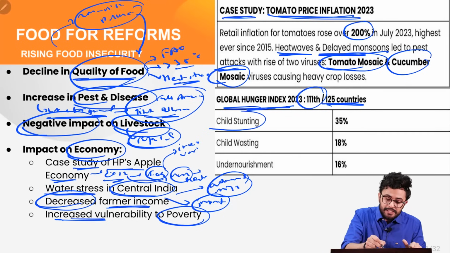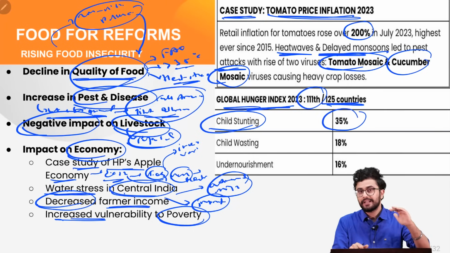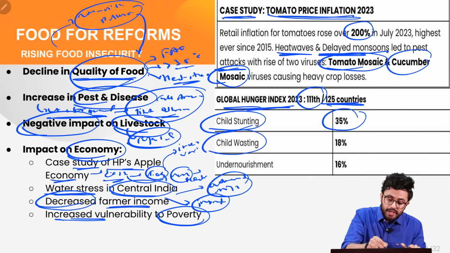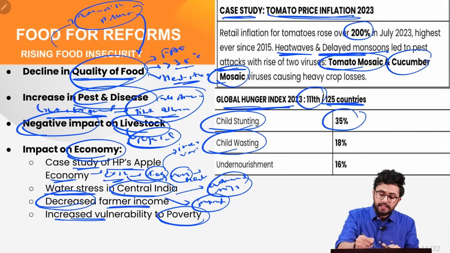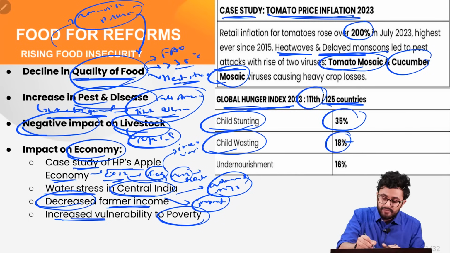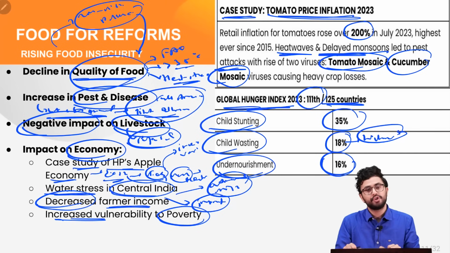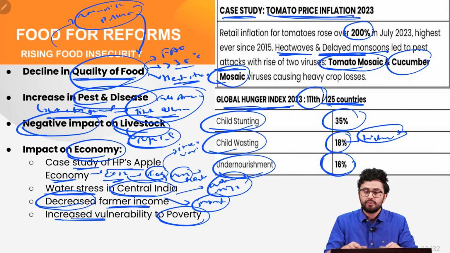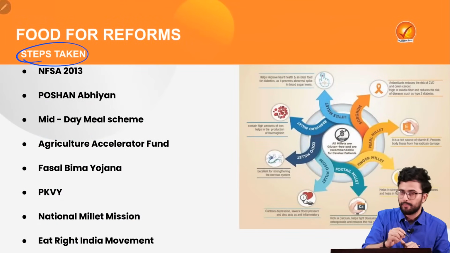And the child stunting in our country stands at a high rate of 35%, where they have low height as per their age. Then child wasting, or having low weight according to their height, is 18%, which is the highest in the world. And then 16% of the people were undernourished. Thus, to tackle these issues, the government has taken several steps.